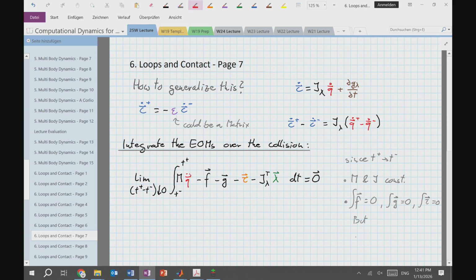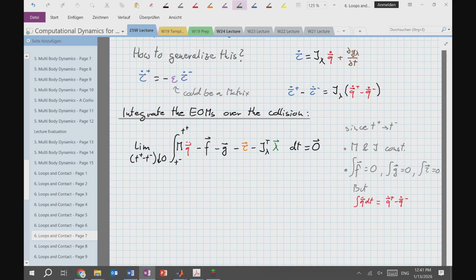But the integral over q double dot is not going to be 0, right? It is going to be q dot plus minus q dot minus, the jump in velocity. And that is because the accelerations can become infinite. The integral over lambda is going to be some finite quantity that we will call capital lambda, this impulse, but it's not going to go away, right?